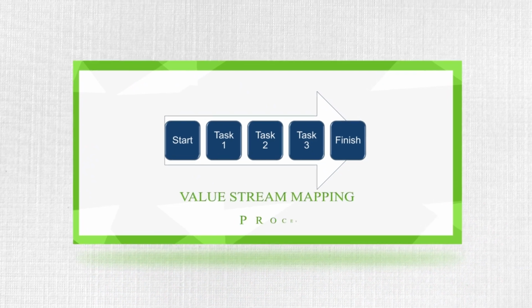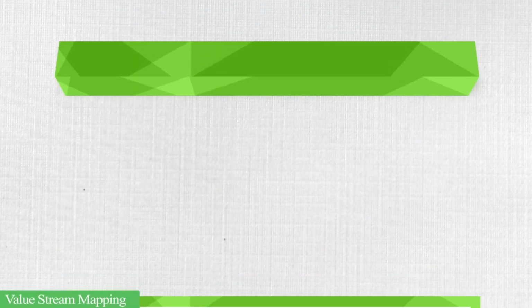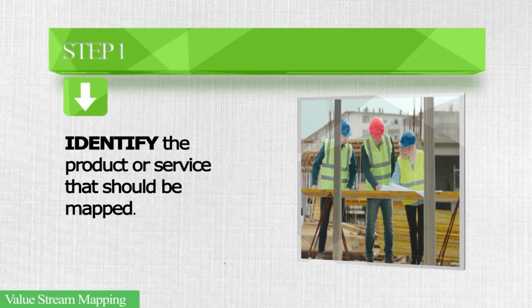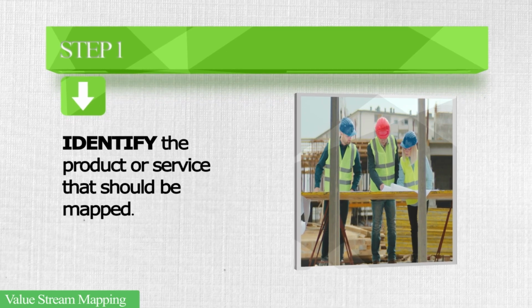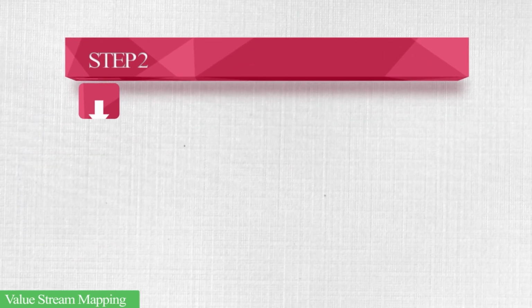So let's go through the actual stages of creating the value stream map so that you get a better understanding of what that looks like. First, you identify the product or service that should be mapped. What product or service process, what is it that you're trying to map out? And then we begin to create that map, drawing a rough state. Again, this is the current state.